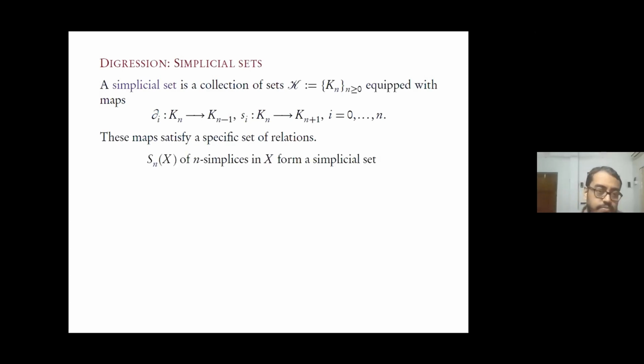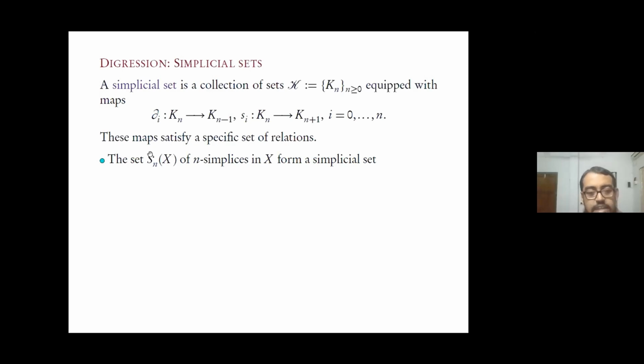So yeah, we will need only a very particular example, and you might have seen this example, or if you haven't, you'll probably see it down the line. You take a topological space X and you look at the set of n simplices. Remember, this is not the singular n chains. The singular n chains is the free R module generated by this set.